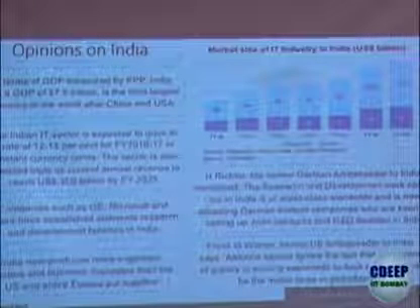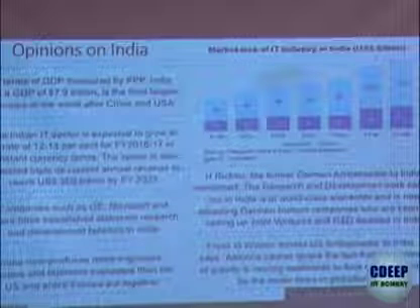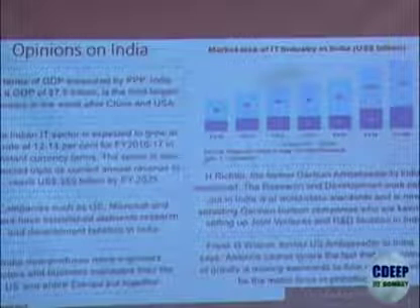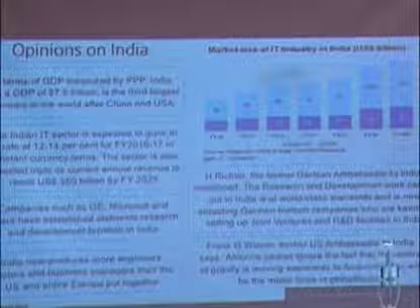Some facts, as we can see, in terms of GDP measured by purchasing power parity, which we've already discussed in class in the previous sessions, is that India is now the third largest GDP with $7.9 trillion of GDP, just behind China and USA.